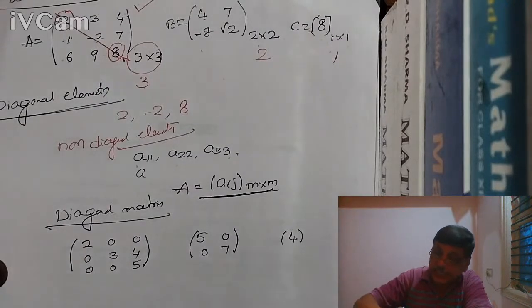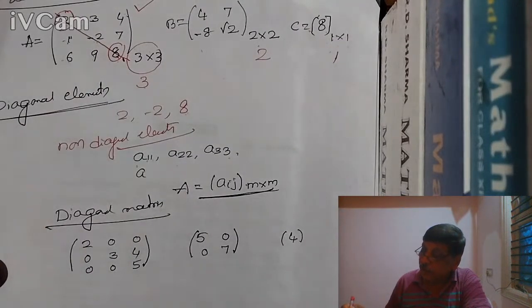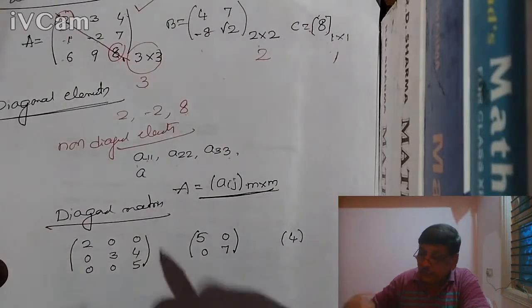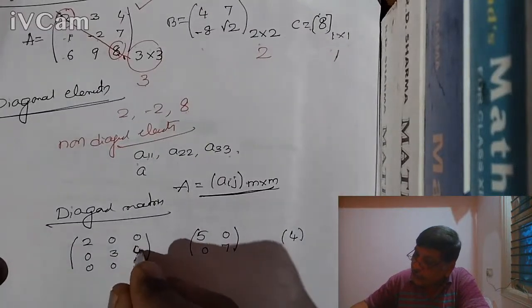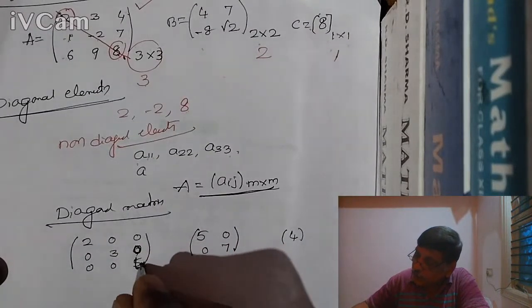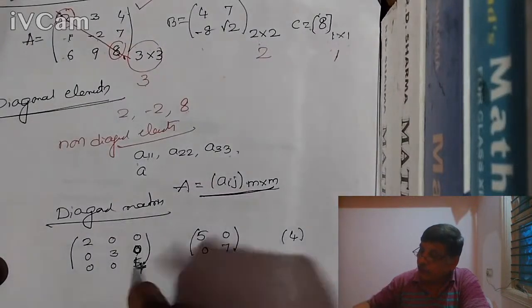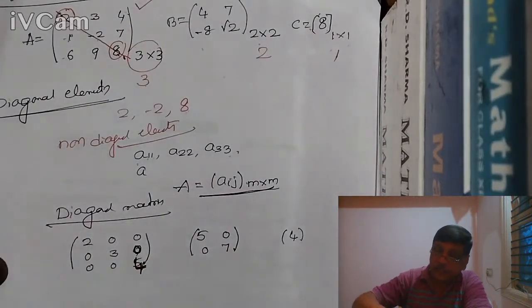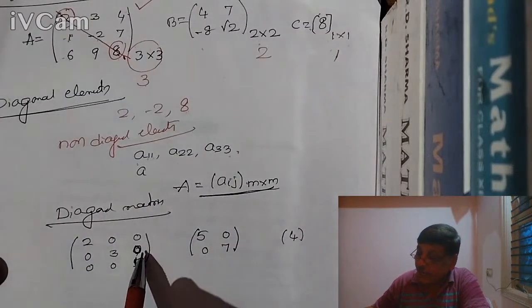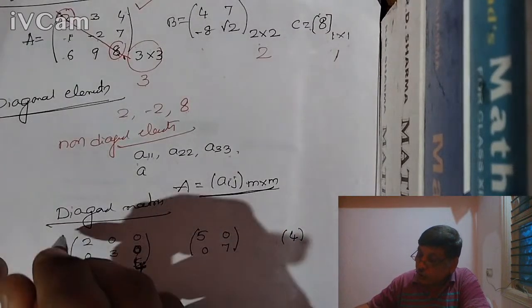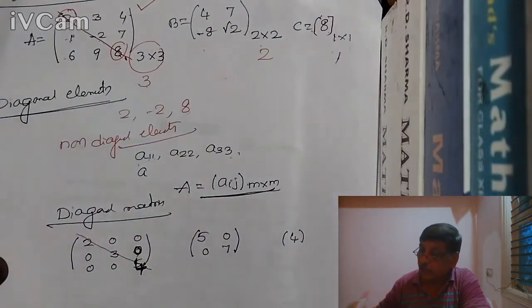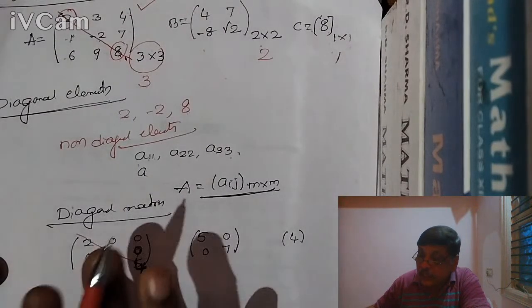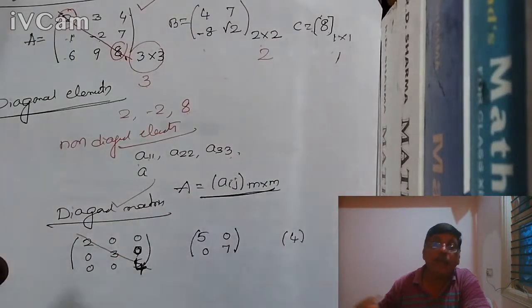So now see here. Here this is 0, and this is 4. So this is a square matrix. What can you observe here? 2, 3, 4 are the diagonal elements. The remaining are non-diagonal elements. Such a type of matrix we call a diagonal matrix.